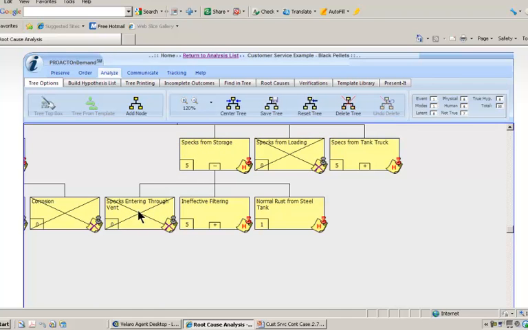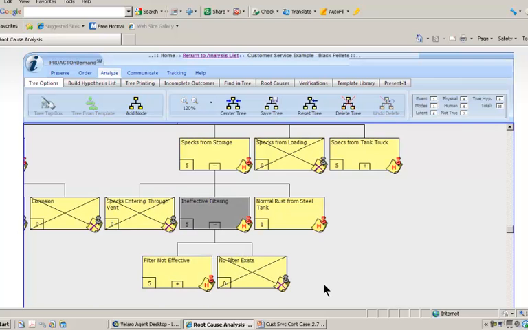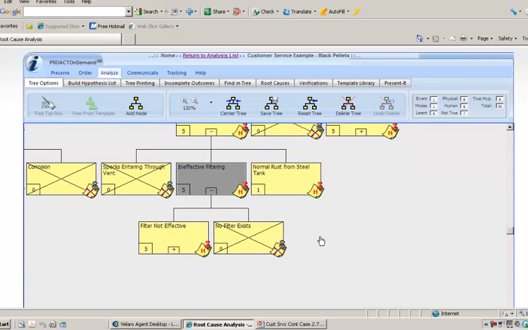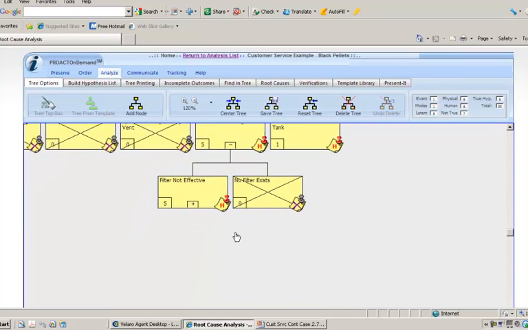Specks entering through the vent, ineffective filtering in the storage area, or normal rust from the steel tank in which it was stored. Evidence proves in this case the specks were not coming through the vent, but the evidence did prove that, again, we have a filtering issue. Ineffective filtering. How could we have had ineffective filtering in the storage area? The filter was either not effective or no filter exists. So either we didn't have one at all or we had one and it wasn't working as intended.